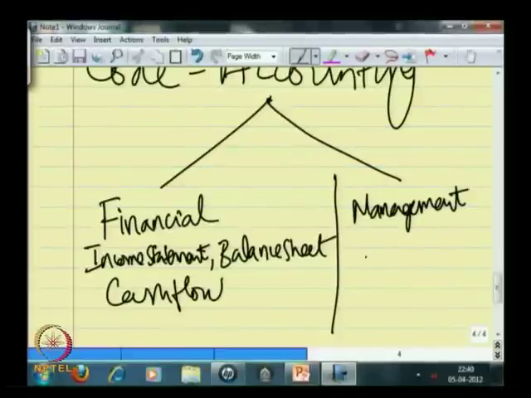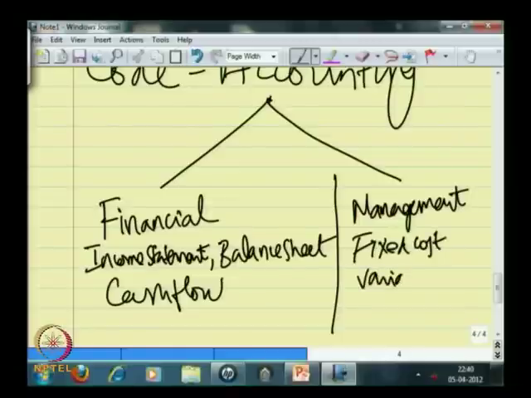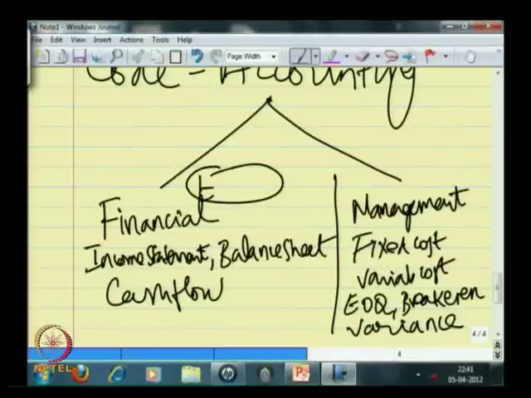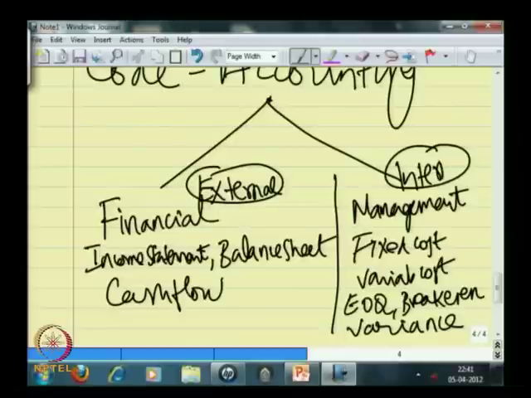The next part is management accounting, where I will be giving you some introductory level inputs on fixed cost, variable cost, then economic order quantity or break even, variance, and a host of other information. Now, why are we doing these two in accounting? Because financial accounting is for external use, and management accounting is more for internal use.